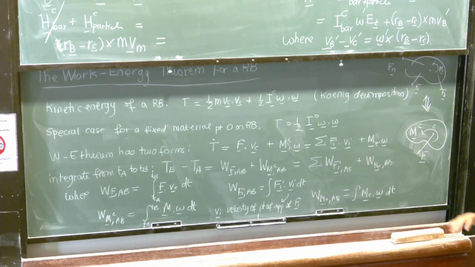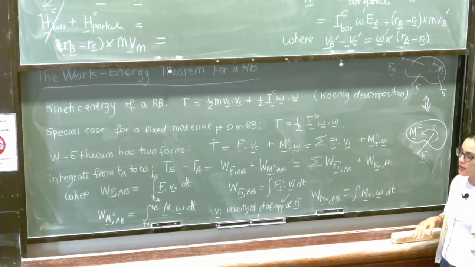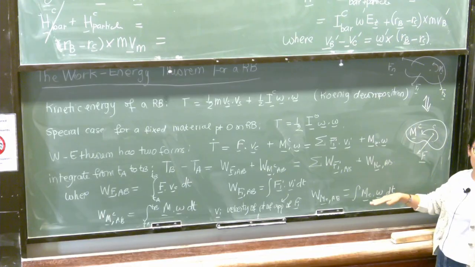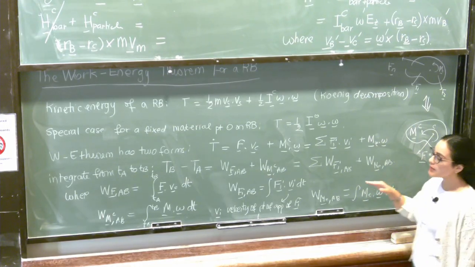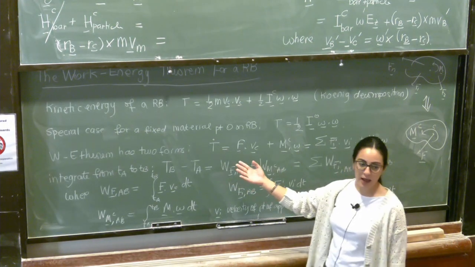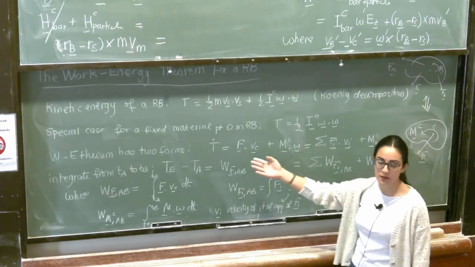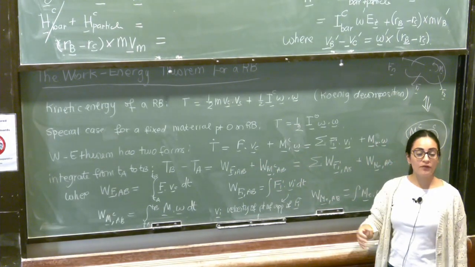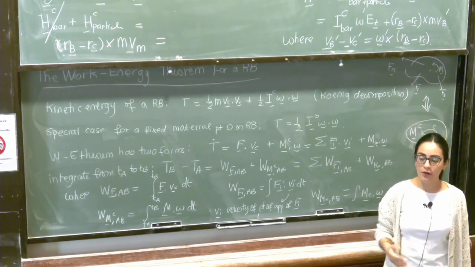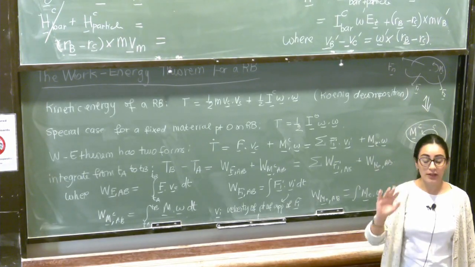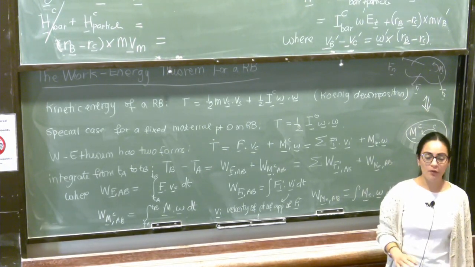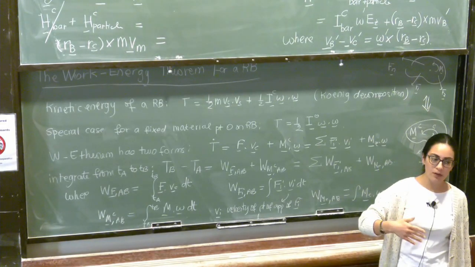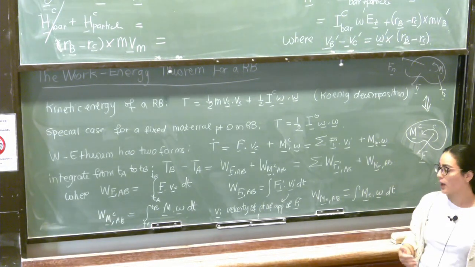Then the work energy theorem has two forms, and then we can also integrate it with respect to time. So this form is the rate of change of kinetic energy is F dot vC, the power of the force F, plus the power of the moment. We previously defined the power of a force: it is F dot V. The power of a moment is the moment couple dotted with the angular velocity omega.